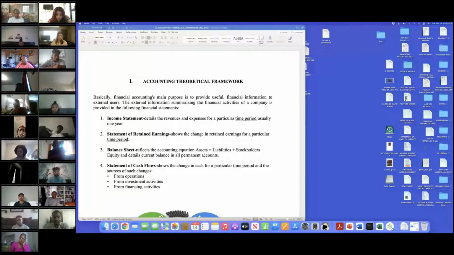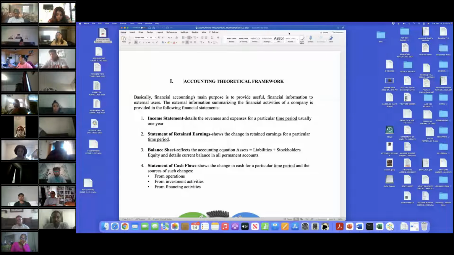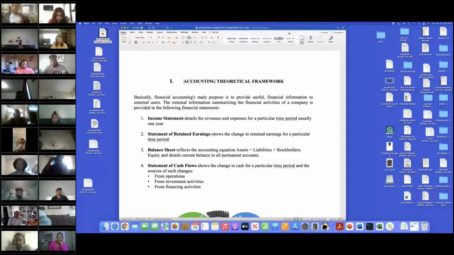Okay, so now we begin to get you introduced to the course. In our theoretical framework, our goal is to provide useful information about the financial condition of a company. Everybody's got to be able to understand financial information. I don't care what your major is, I don't care what your discipline is. Everything revolves around the financial statements.